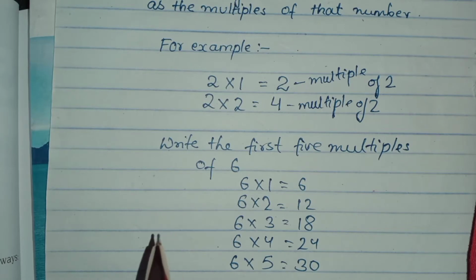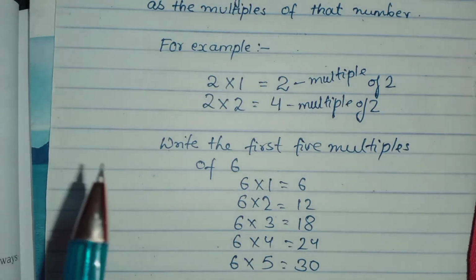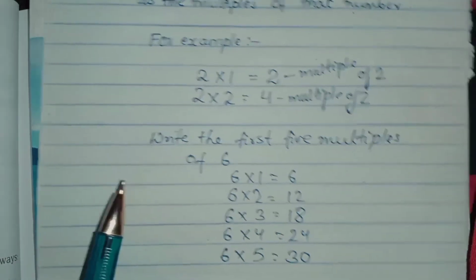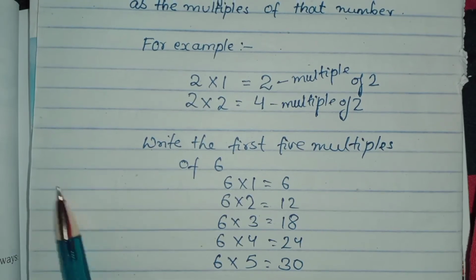If they say first 2 multiples, then up to 2 only you have to write. If 3, then up to 3. Or if they say write the multiples of 6, that means you can write any number of what comes in 6. But if they mention that write the first 4, first 2, like that, then you have to write only the first 2 and so on. So I hope you have understood the multiples.